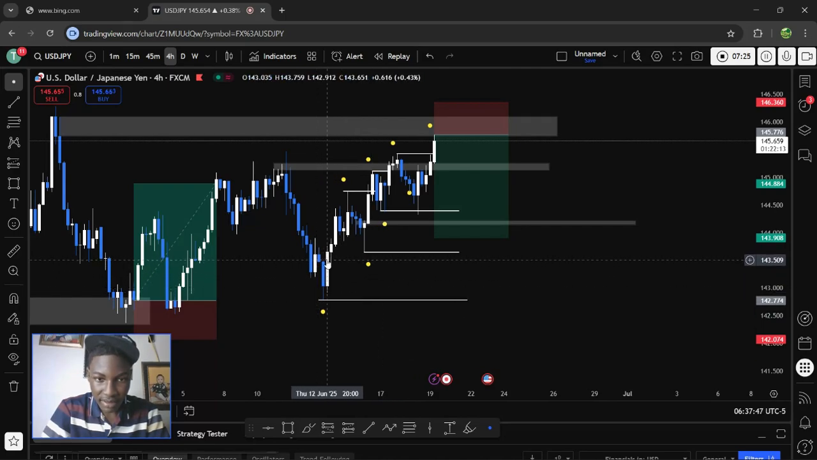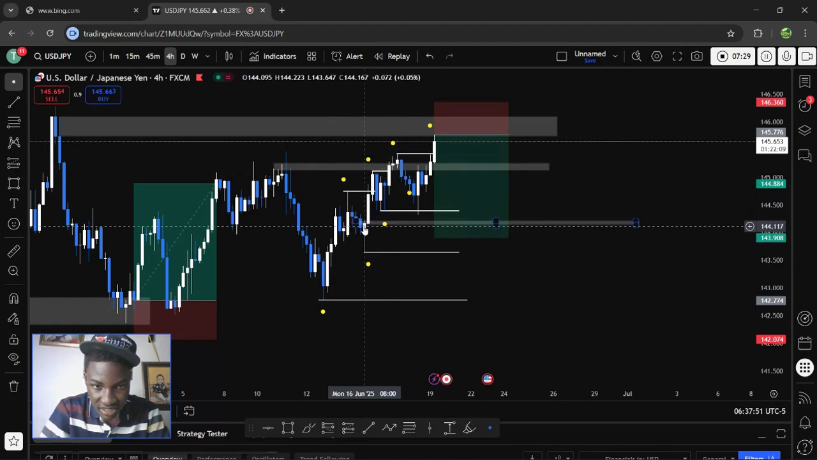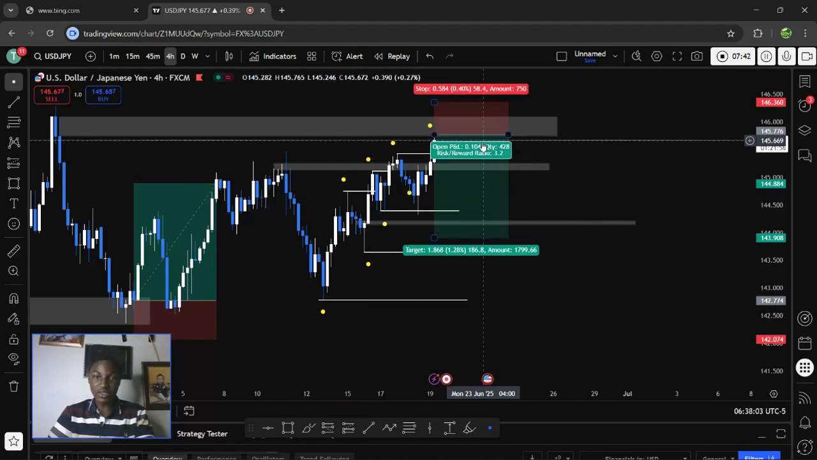Because why? It led to a break of structure. It's that simple. This one that I said, did it break structure? Yes. So the possibilities are higher that this trade is actually going to hold rather than this one here.